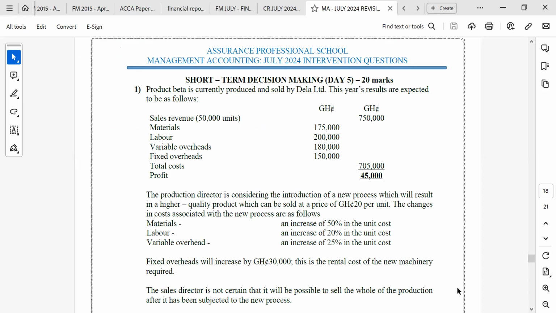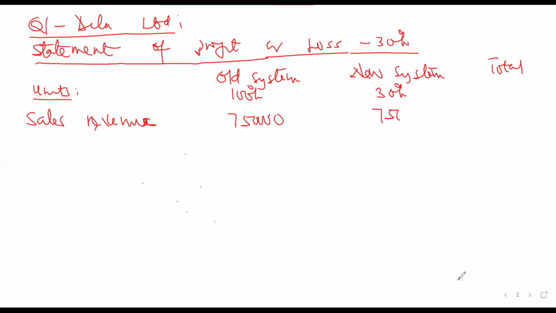Yes. In the old system it is 15. In the new system, now it is how much? 20. It means that we are getting an additional 5 cedis. So what is the sales that the new product will bring? That will be 5 cedis multiplied by 15,000. What are we getting? 75,000. Okay, we'll be getting 75,000.